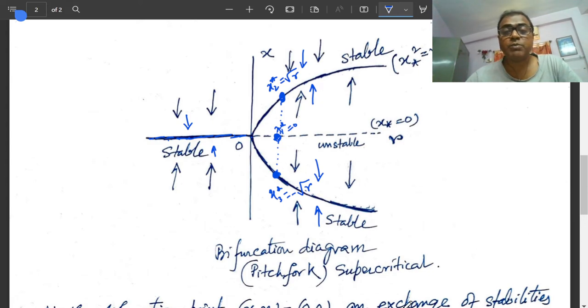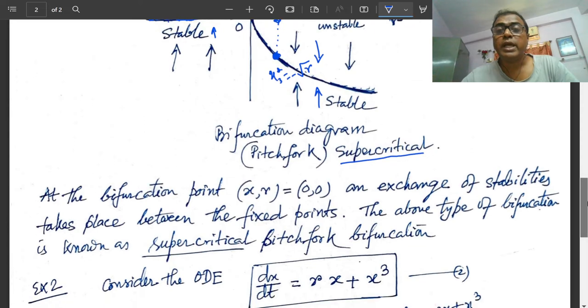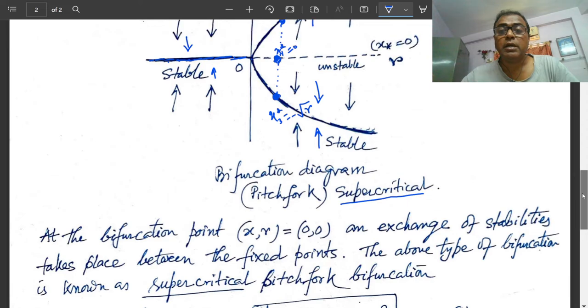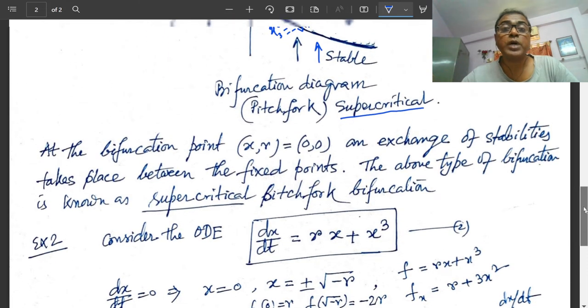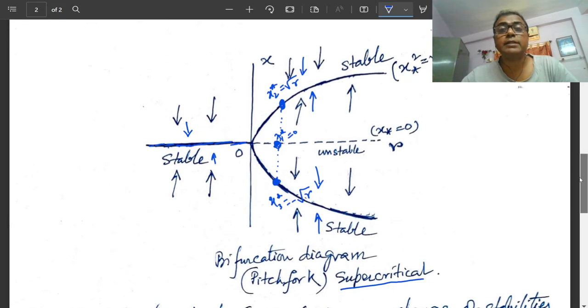This is the pitchfork bifurcation diagram. This is the supercritical pitchfork bifurcation, because supercritical actually means that when r is positive, we get three branches from one branch. At the bifurcation point, the origin (0,0), an exchange of stabilities takes place between two fixed points. The above type of bifurcation is known as the supercritical pitchfork bifurcation, because this bifurcation occurs for r greater than 0.